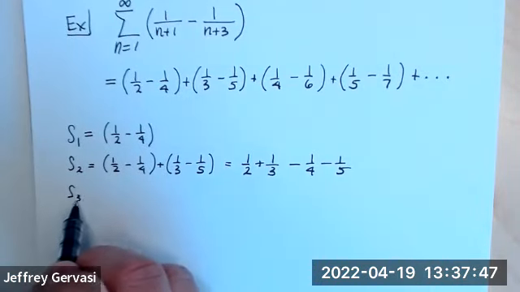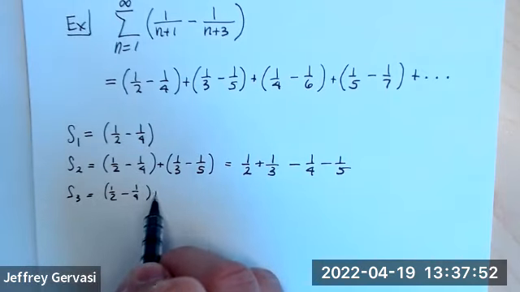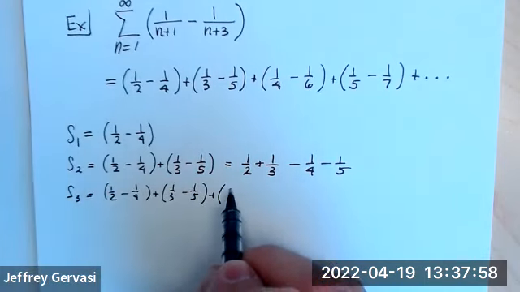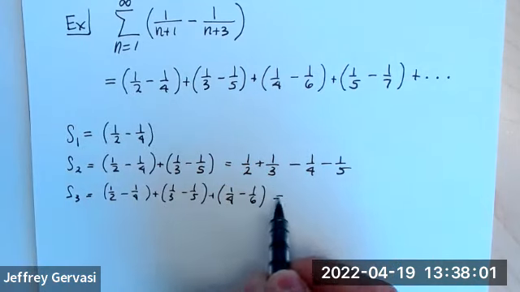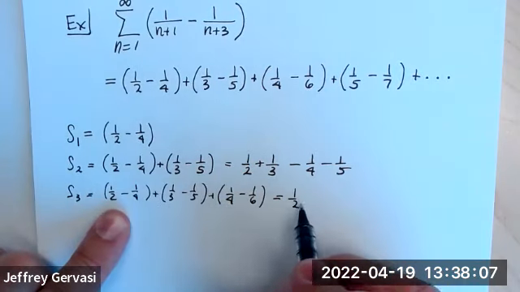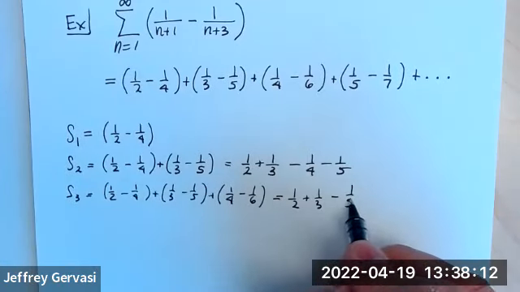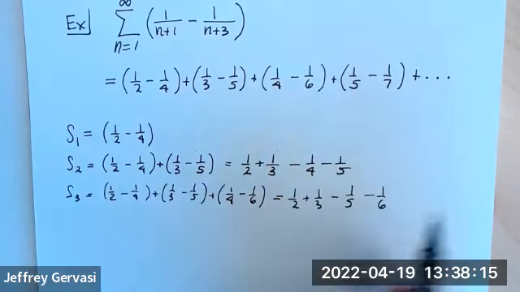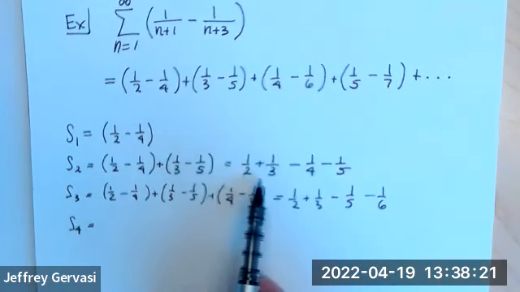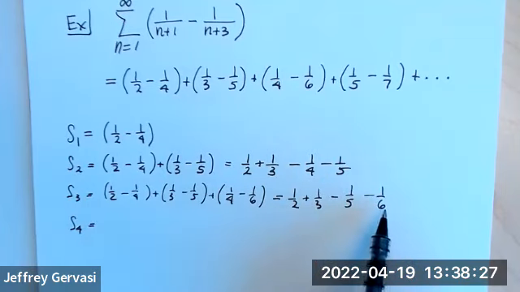Okay, the third partial sum. Okay, now here the 1/4 are actually going to cancel. We're going to get a 1/2 and a 1/3 minus 1/5 minus 1/6. Okay. I think we see a bit of a pattern emerging, huh? We got a 1/2 plus a 1/3, and then minus a 1/4 minus a 1/5. Then the 1/2, 1/3 again, minus 1/5 minus 1/6.